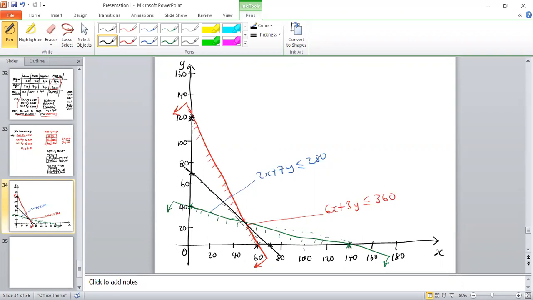Okay, so this one passes through 70 and this one passes through 70. So the shaded region should be below it, like that. This is less than, and this one is 2x plus 2y less than or equal to 140. Now we need to shade the feasible region. Since all of them are less than, the feasible region is this part.